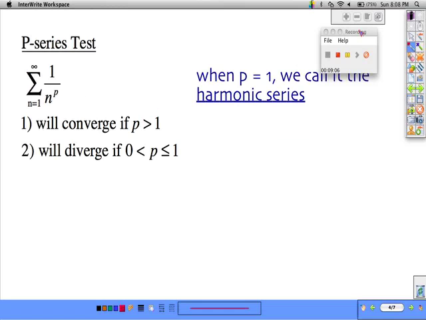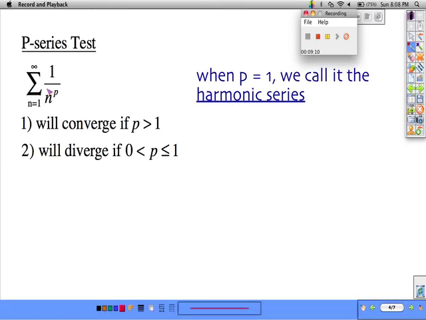Then there's the p-series test. It's a real simple test. If we have a series to infinity of 1 over n to some exponent p, this series will always converge if p is greater than 1, and it will always diverge if p is between 0 and including 1. If p is equal to 1, it has a special name, and it's called the harmonic series. And the harmonic series will always diverge.